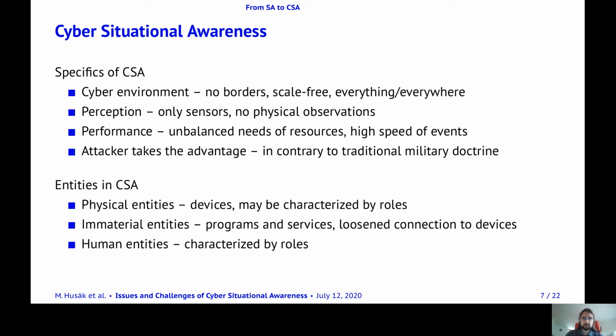What is also interesting in CSA is that we have entities, physical, immaterial, and human entities. Physical and human entities can be further characterized by roles, but most important are the immaterial entities, such as programs and services in computer networks. Especially in recent years, with the emergence of cloud computing, there is very loosened connection between the services and programs and the devices, and the services and programs are no longer tied to a single device.